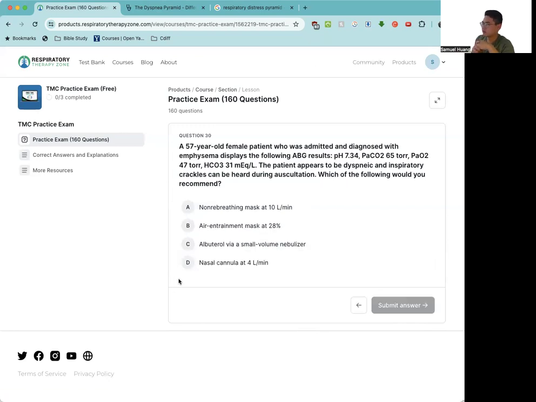Emphysema. Maybe this is COPD. The PCO2 is 65, but it looks like it's well compensated.